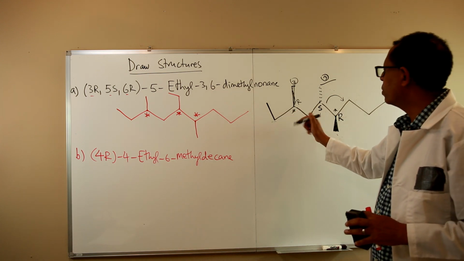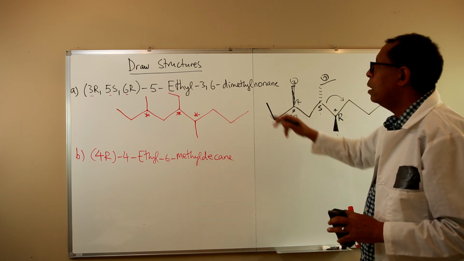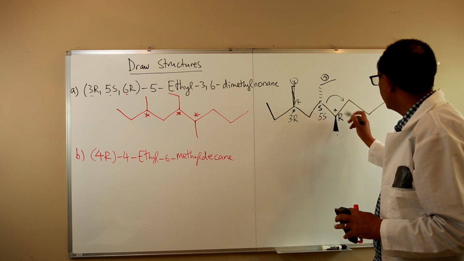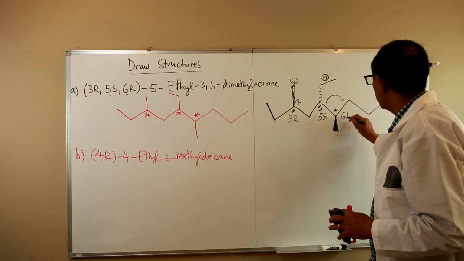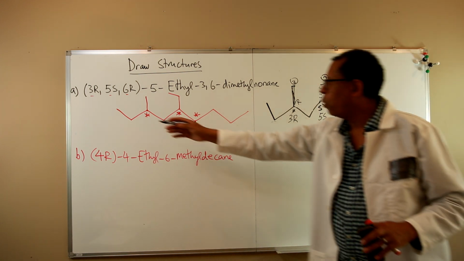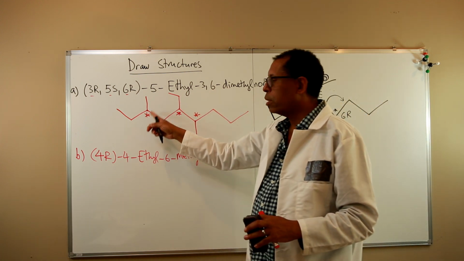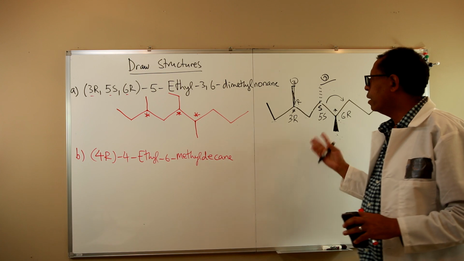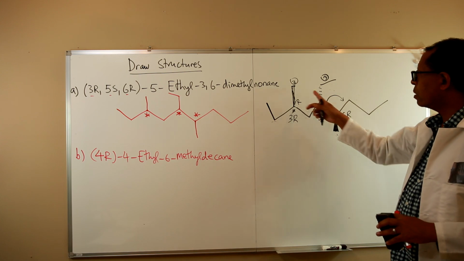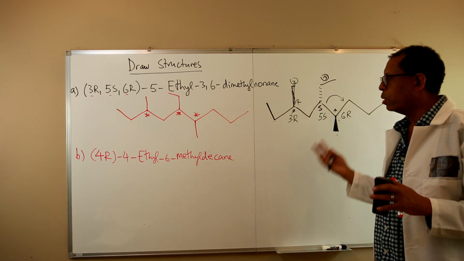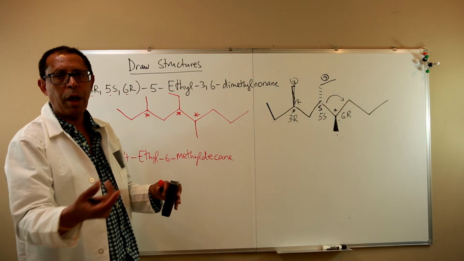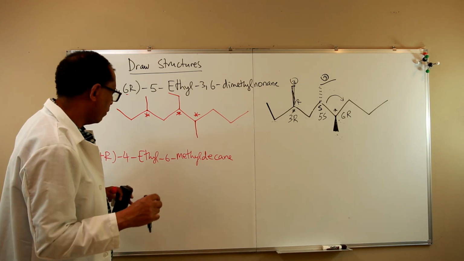So 3R position, 5S, that's correct, and 6 is R. The 6th position is R. So this is how you draw that compound. First, identify how long it is, put the substituents at the right carbons, and then test whether it is R or S, whichever structure you start with. I always start by assuming hydrogen down to make it easier, so that I will just take the opposite if it is different.